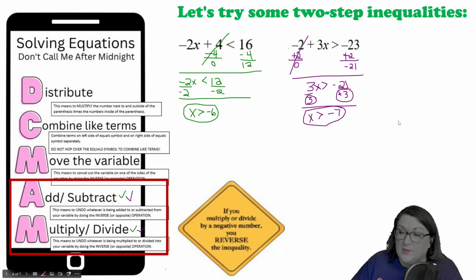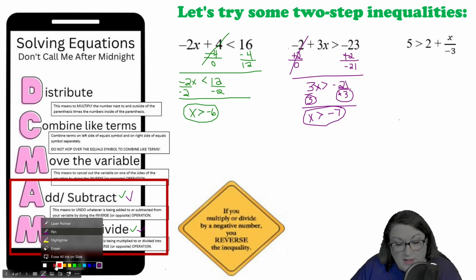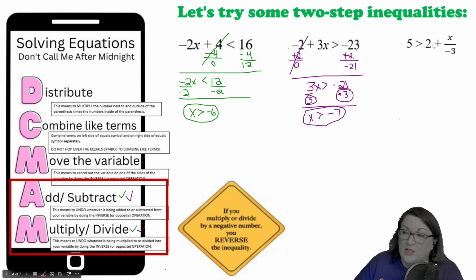All right, so the next one. This one is 5 is greater than 2 plus x divided by negative 3. Again, let me change colors. We'll change it to red this time. Okay, so we're going to first cancel out the 2 because 2 is what's being added or subtracted with my variable. And since it's a positive 2, I'm going to subtract 2 to zero that out, to cancel it out. I'm going to subtract 2 on this side and get a 3. So when I rewrite my equation, I have 3 is greater than, I don't have to write this because it's canceled out now, x divided by negative 3.